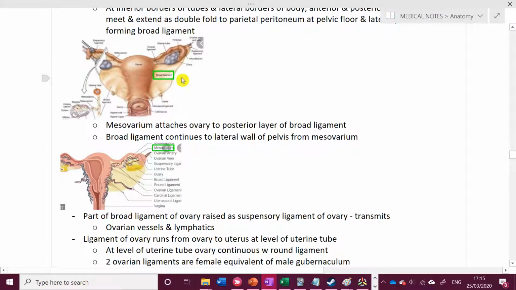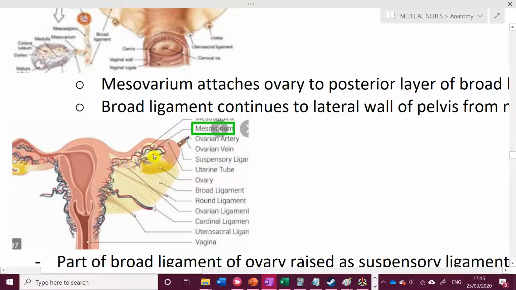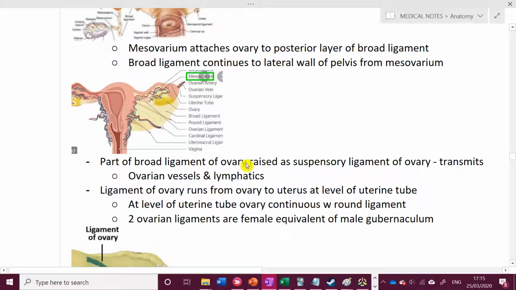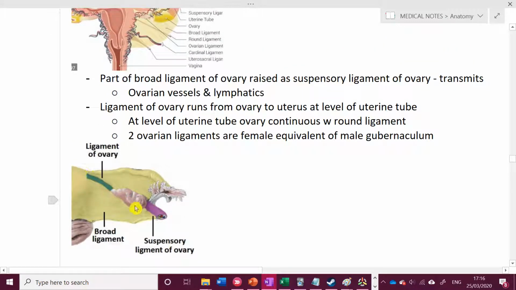It forms this broad ligament of the uterus, and the mesovarium attaches the ovary to the posterior layer of the broad ligament. So you can see the mesovarium here. It just attaches the ovary to the posterior layer of the broad ligament. The broad ligament continues lateral to the lateral wall of the pelvis from the mesovarium. Part of the broad ligament of the ovary is raised as the suspensory ligament of the ovary. So you can see here, the suspensory ligament of the ovary. Oh wait, this is a better picture. Suspensory ligament of the ovary. And it transmits the ovarian vessels and lymphatics.